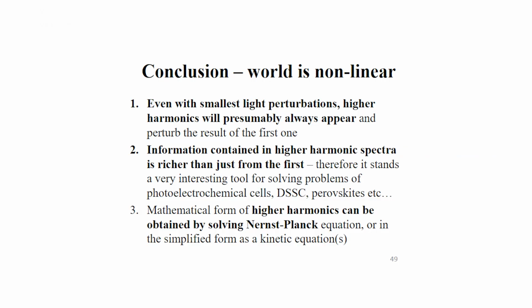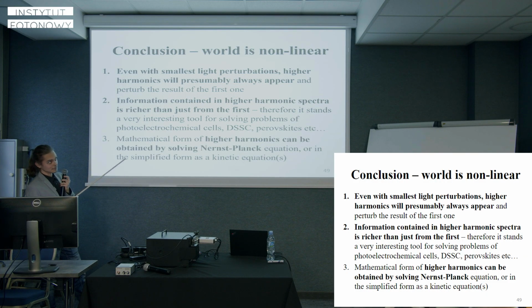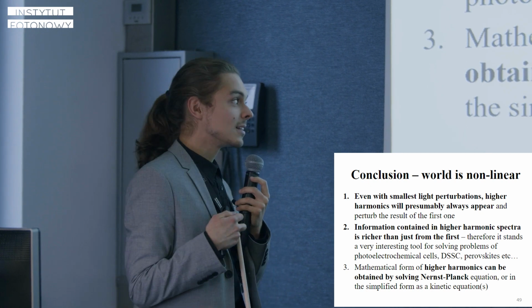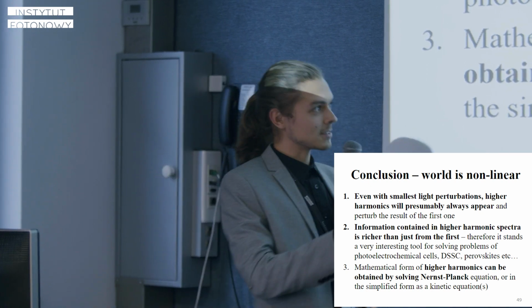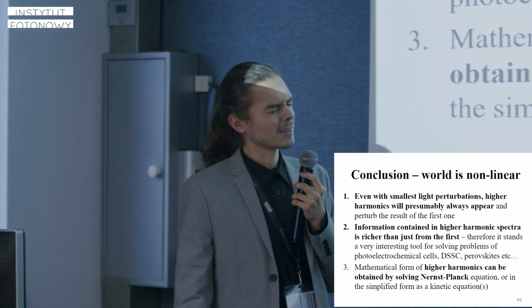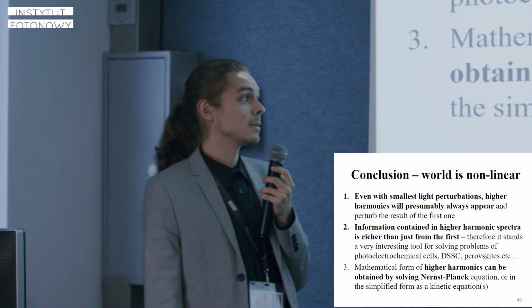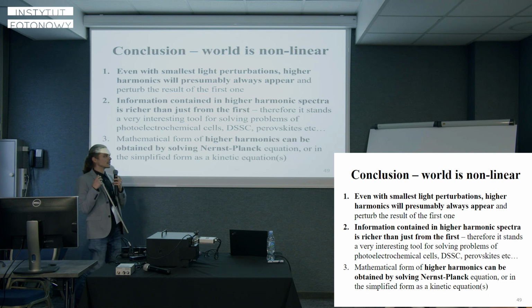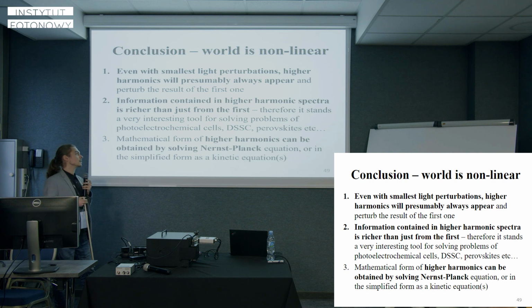And the conclusion is that even with the smallest possible light perturbation, higher harmonics also appear and add to the spectra, and the information that could be withdrawn from higher harmonics is richer than solely from the first harmonic. Mathematically, the shape of those harmonics can be obtained by solving the Nernst-Planck equation with different assumptions. I have this kind of recombination kinetics, that kinetics, this dependence. This is a very complicated picture. I do not want to make it more complicated, but this is a very rich space to explore.